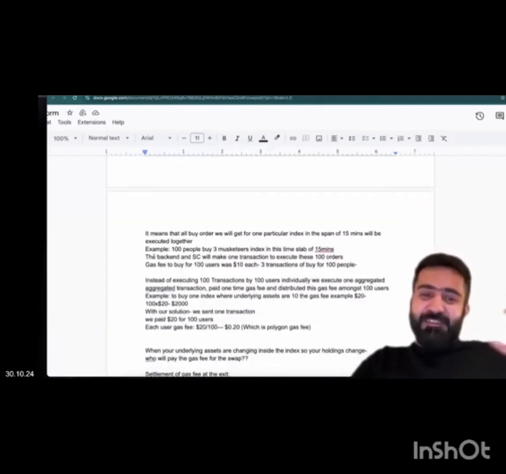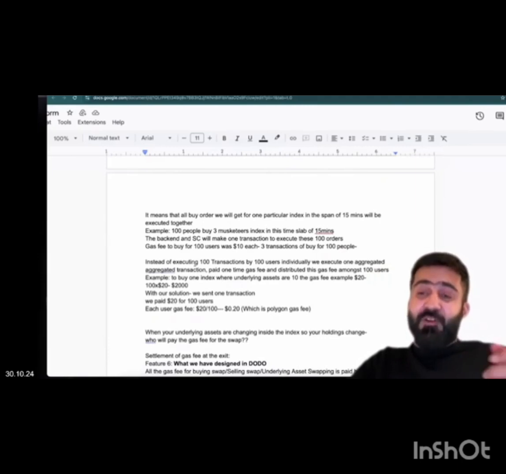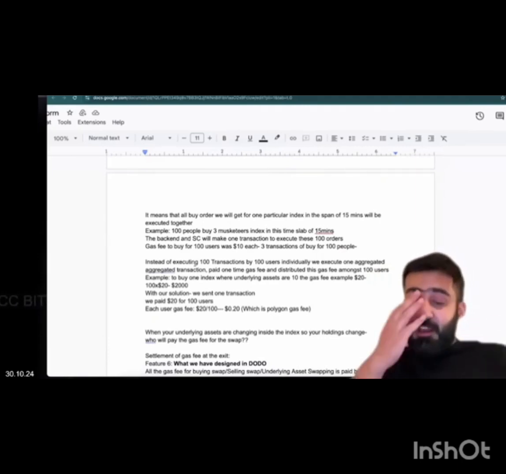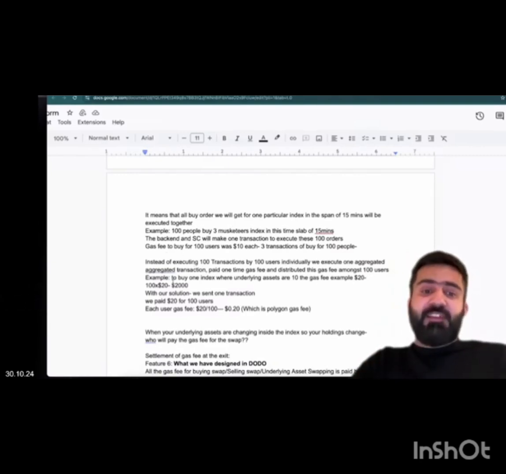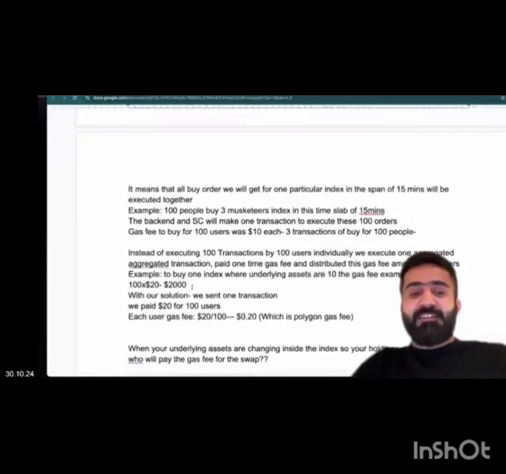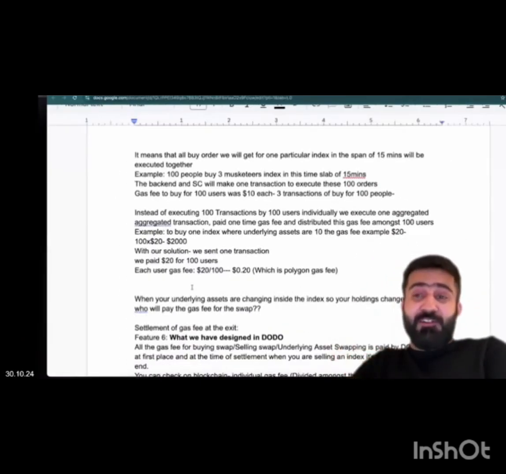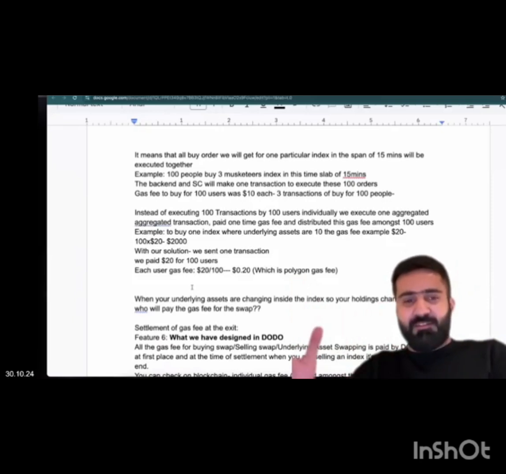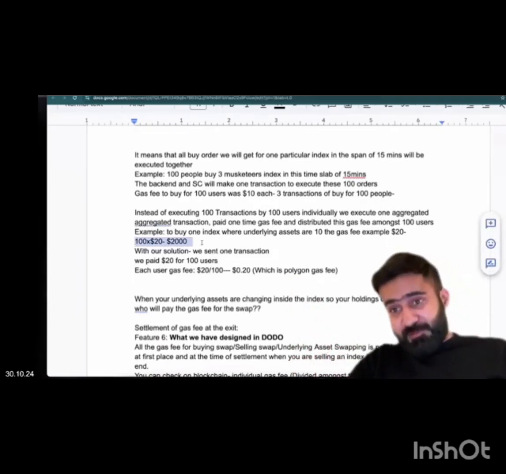Okay, let me give you an example. Let's say 100 people are buying 3 musketeers, buying Bitcoin, Ethereum, and Solana on the Ethereum network. You understand how much the gas fee can be, right? How much can the swap fee be? So let's say the calculated gas fee is $20. Every user has to pay $20 individually, and 100 people are buying 3 musketeers in this instance of 15 minutes. So they will collectively pay $2,000 individually.